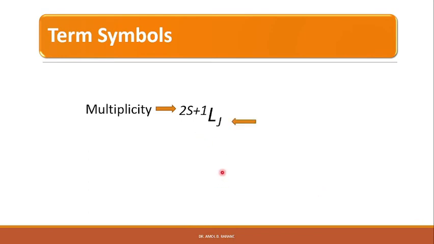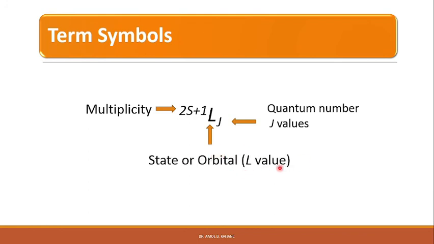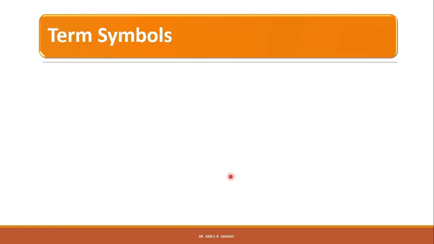The numerical subscript gives the total angular momentum quantum number J values, and the value of the orbital quantum number is expressed by the letter in the middle. So for different L values, for L equal to 0, 1, 2, 3, 4, we use different symbols: capital S, P, D, F and G, etc. Let us study some examples.